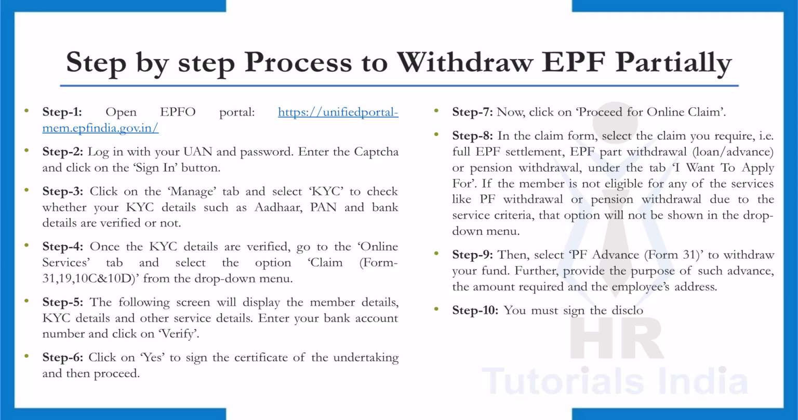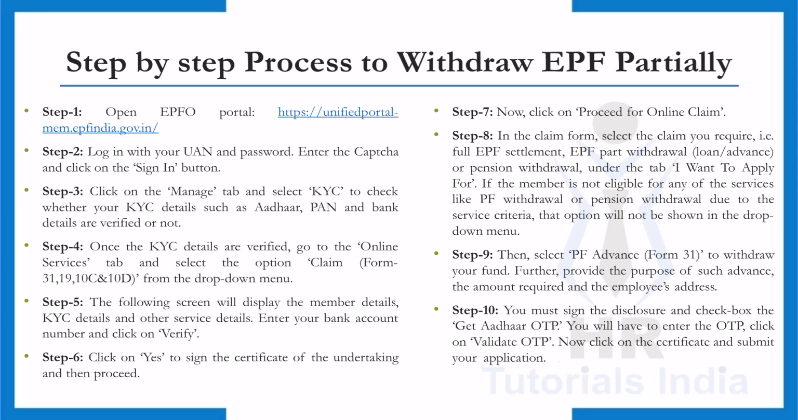Step 10. You must sign the disclosure and checkbox the Get Aadhaar OTP. You will have to enter the OTP and click on Validate OTP. Now, click on the certificate and submit your application. You may be asked to submit scanned documents for the purpose you have filed the form. So, dear friends, these are the 10 steps which need to be followed step by step to process the EPF withdrawal partially. Now, let's see how to withdraw PF partially online practically.